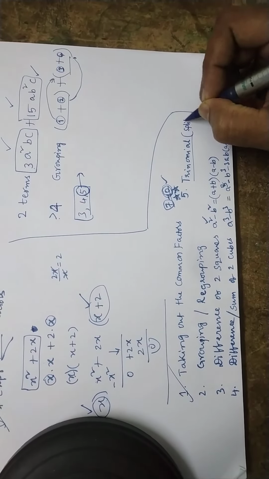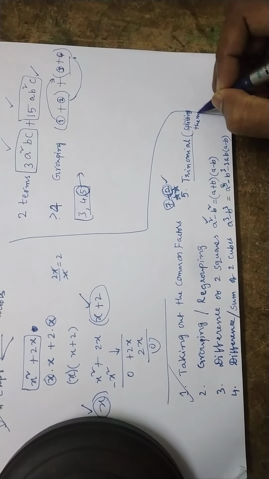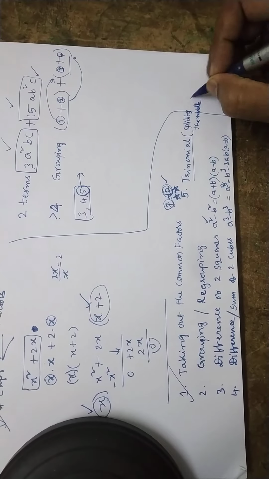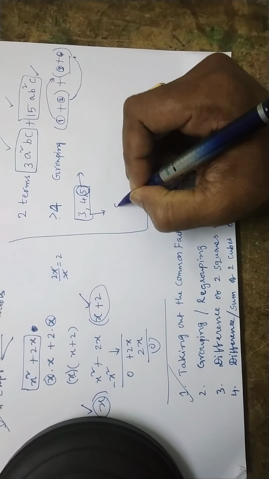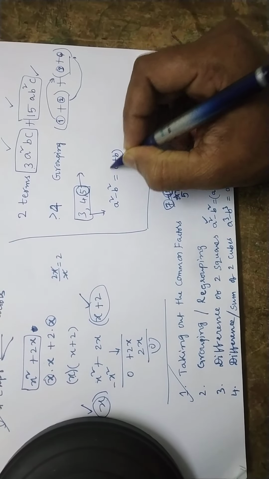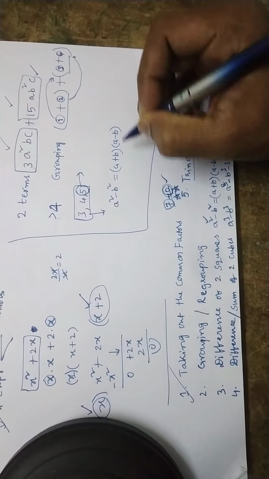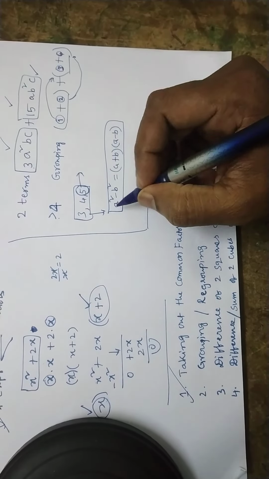Splitting the middle term. So third and fourth: actually the third model is the difference of squares, that is a square minus b square, which is equal to a plus b into a minus b. Squares and square roots, cubes and cube roots, you learned it.